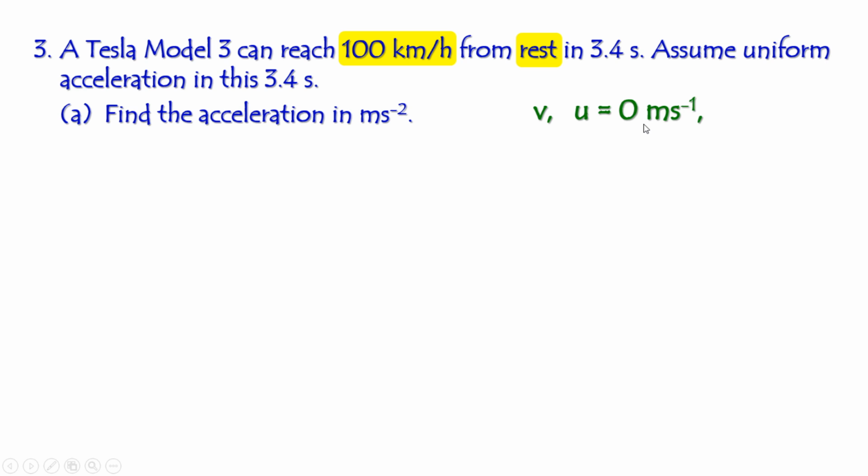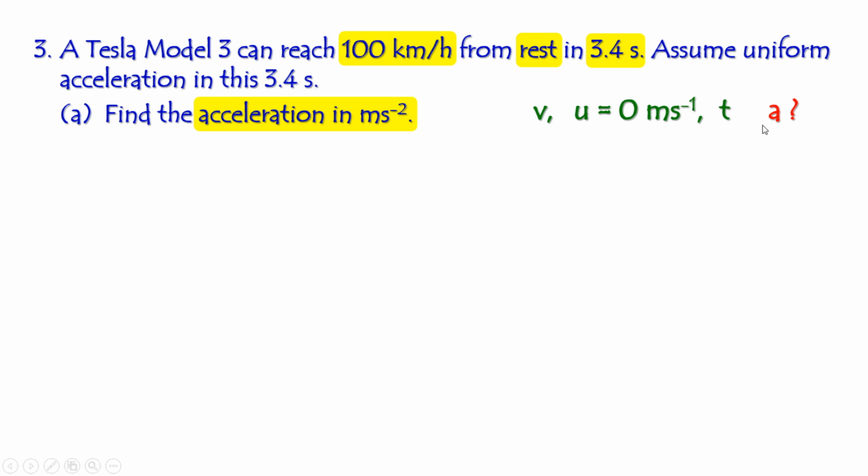So the initial speed is 0. And then it should be the final speed because the Tesla Model 3 starts from rest, 0 meter per second, and then reaches 100 km per hour. It will be the final speed of the Tesla Model 3. Is it okay? In 3.4 seconds, it will be the time taken for the car. Okay? So, can you find the acceleration?